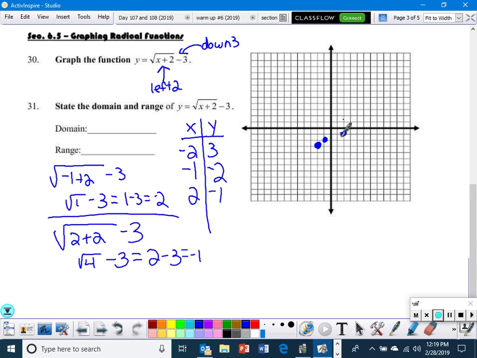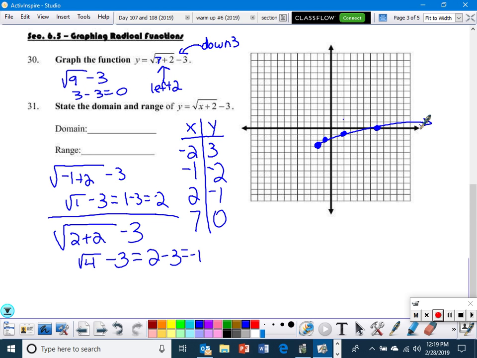Okay, let's see, what else would work? To get a perfect square, again, I'd like this to be a perfect square. So what would give me 9? 9 is the next perfect square. Well, that would be 7. 7 plus 2 is 9. The square root of 9 is 3. Minus 3 is 0. So 1, 2, 3, 4, 5, 6, 7. There's my graph. It has one arrow and one endpoint.